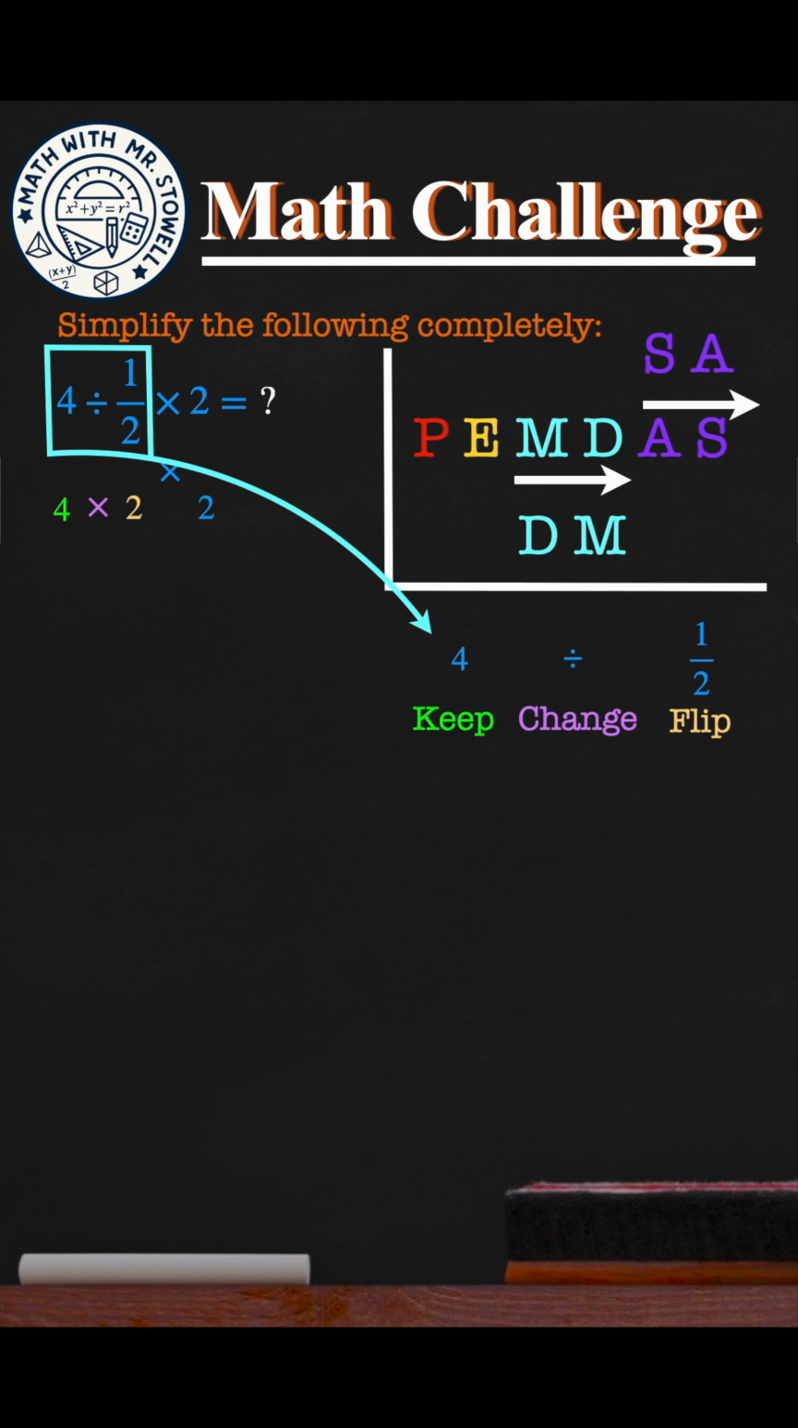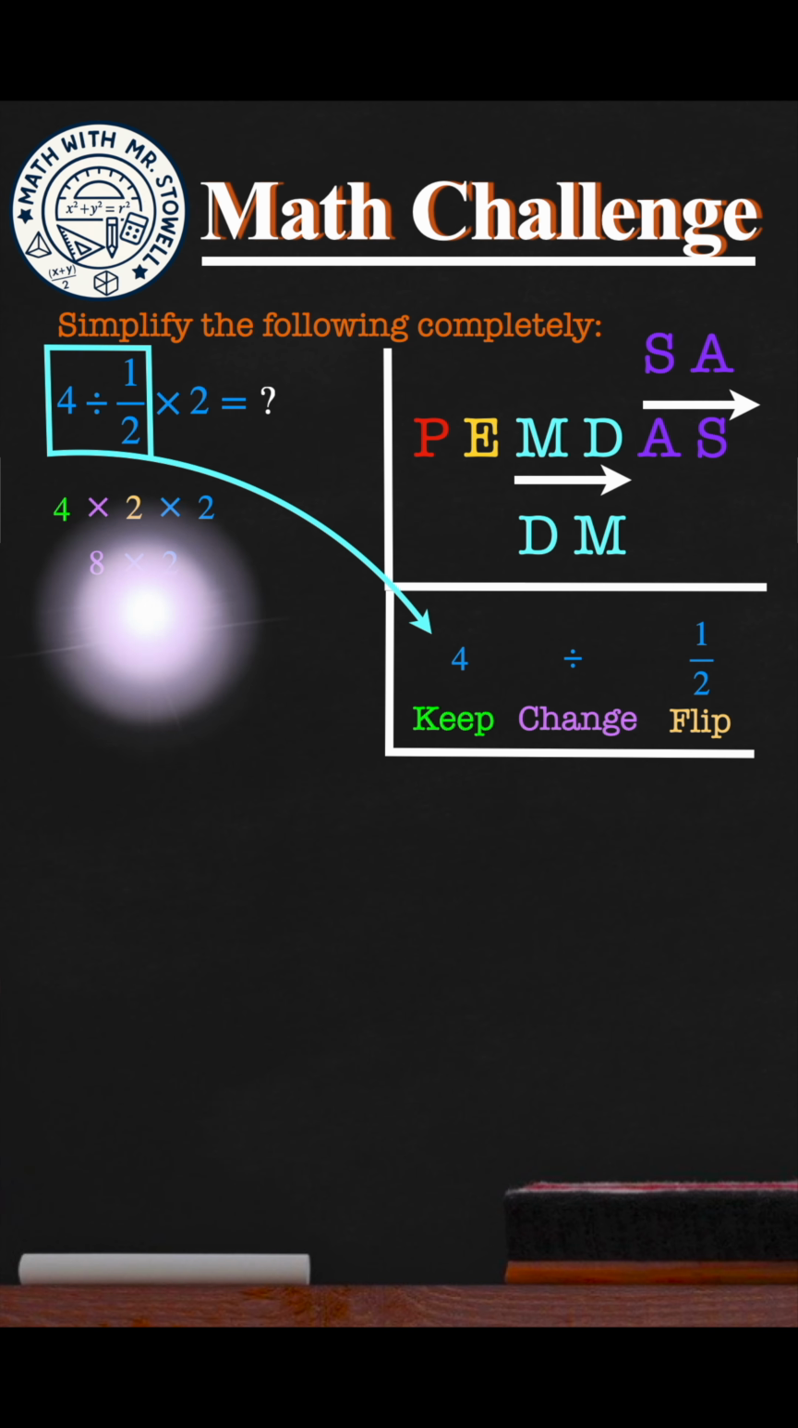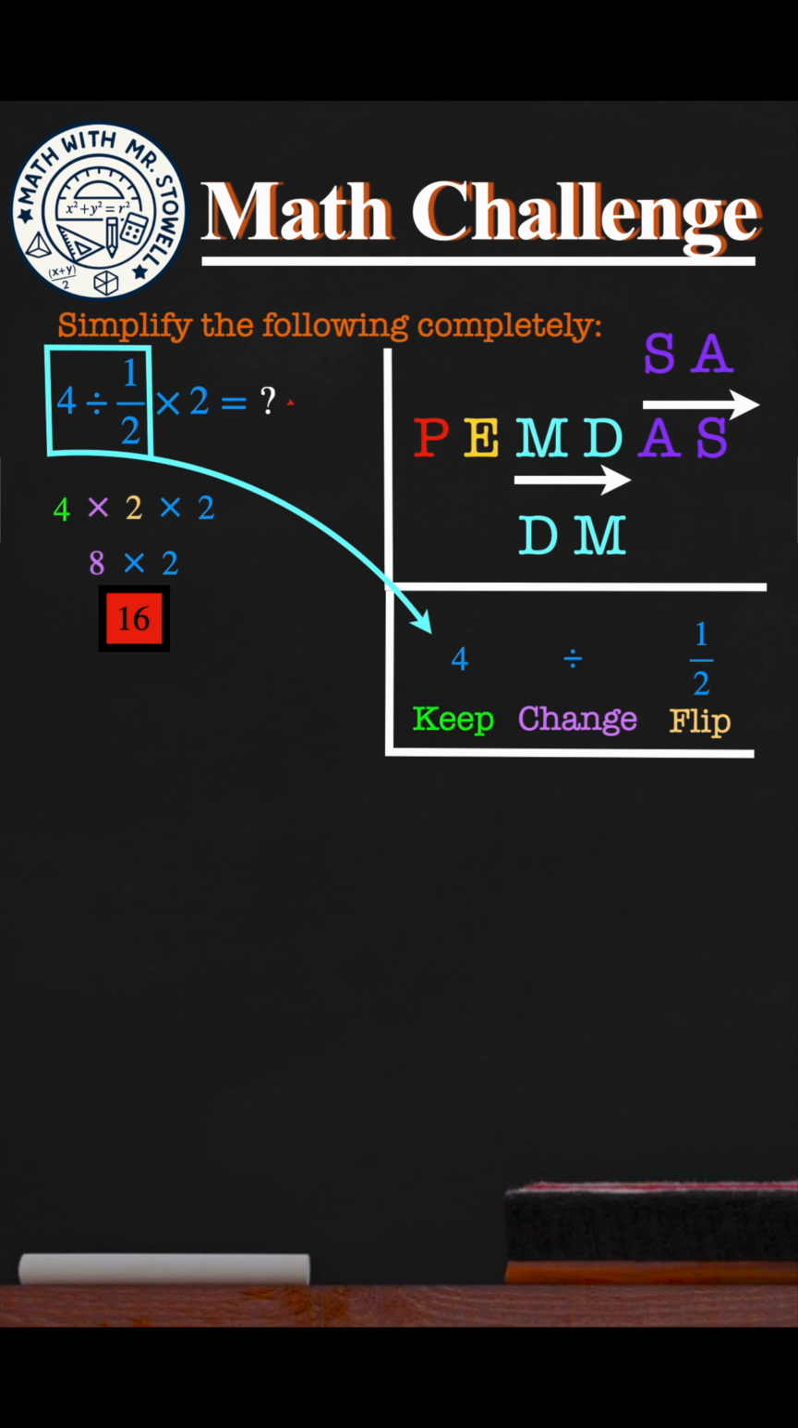Continuing on, we will see that both of them are multiplications. We have 4 times 2, which is going to give us 8, then times that by 2 more, which is going to give us 16. So our answer is 16.